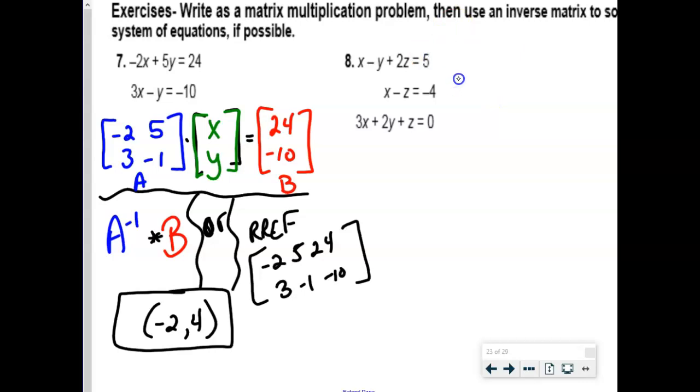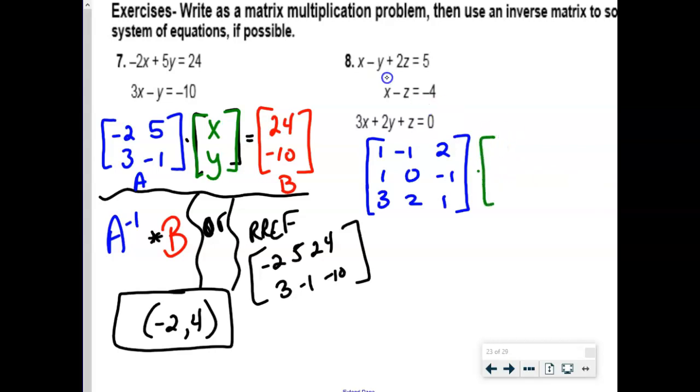Okay. All right. Can you guys help me? Now, be careful on 8. That second line, I think, might trip some people up. Let's peel this apart into a matrix equation. Your coefficients are 1, negative 1, 2. What's the coefficient line on the second one? Ah, good call. 1, 0, negative 1. And then your third line is 3, 2, 1. So there's your coefficient matrix. We're going to be multiplying it by your variable matrix, which in this order goes x, y, z.